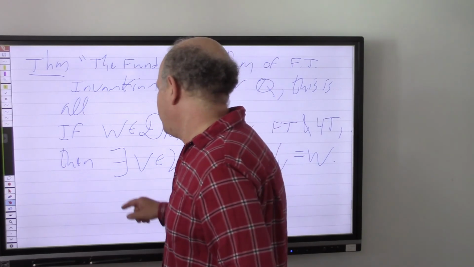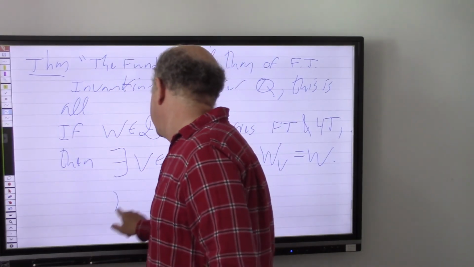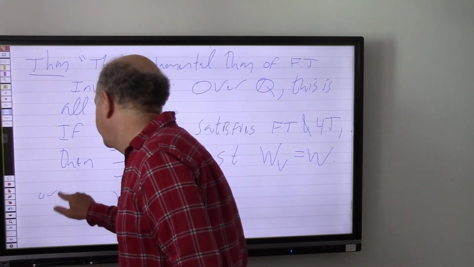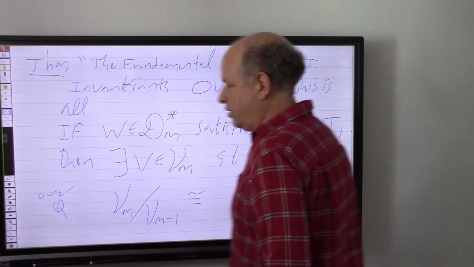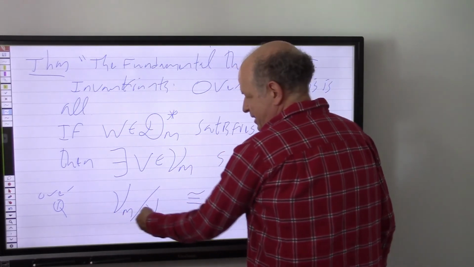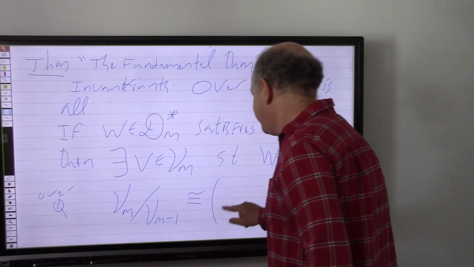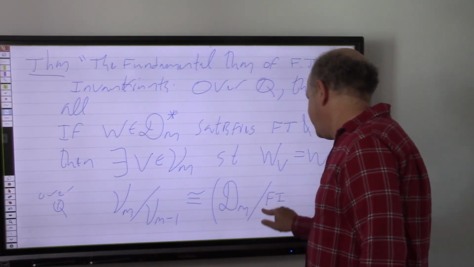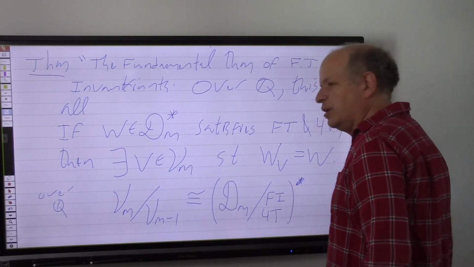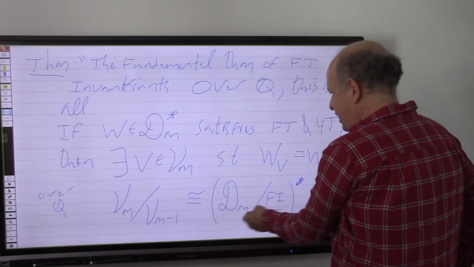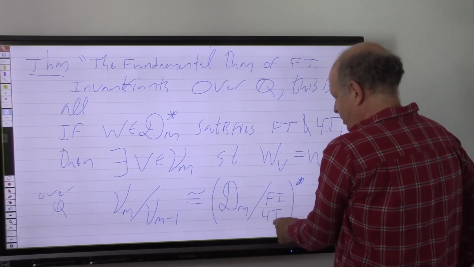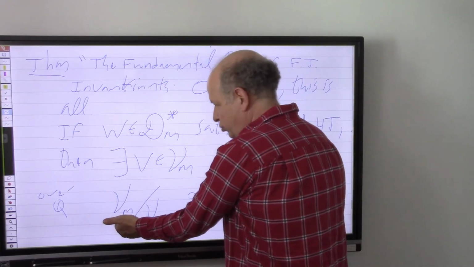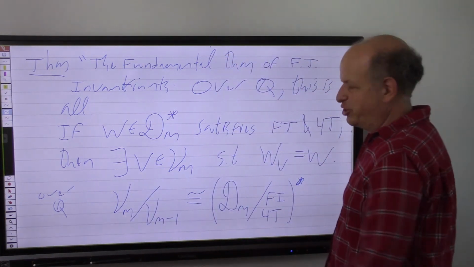By the way, maybe I should have phrased it differently. Here's a different phrasing. Vm modulo Vm minus 1 is isomorphic, over Q, to the following. If you consider type M invariants modulo type M minus 1 invariants, then this is the same as chord diagrams of degree M modulo framing independence and 4T, and take the dual. So in other words, look at linear functionals on chord diagrams of degree M which satisfy framing independence and 4T. The dual of that is the invariants that I want to study today modulo the ones that I already understand, modulo the ones that I studied yesterday.